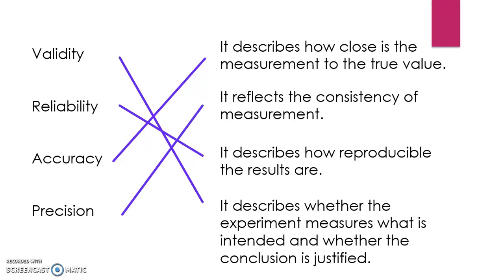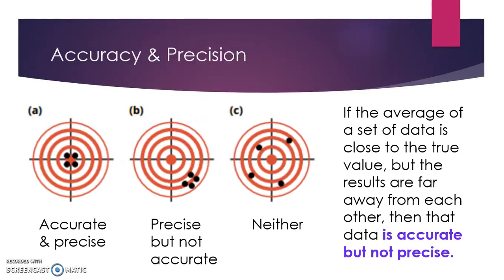And precision. Precision reflects the consistency of measurement, which is quite different from accuracy. So how do we distinguish between accuracy and precision? Well, if all your results are really close to the true value and all close together, then your results are accurate and precise. If they are close together but far away from the true value, then your results are precise but not accurate.